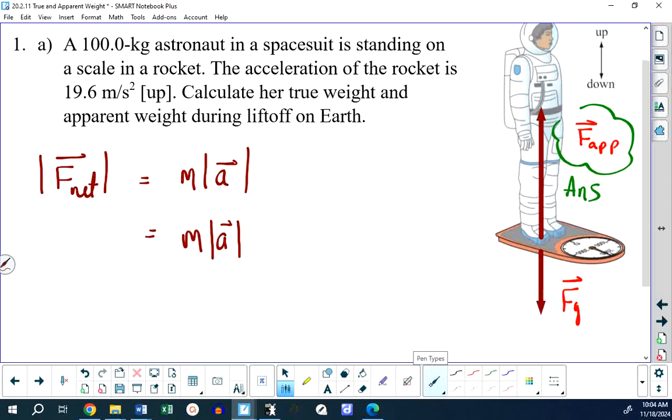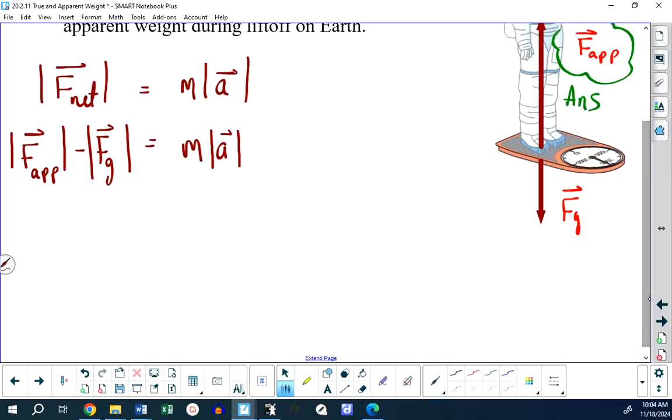You take the applied force, its magnitude, and you subtract the earth weight or true weight. Are you guys with me on this? I know it's hard when we've been away for so many days, but so if we solve for the apparent weight, which is the answer to the question, we get, I'm going to write it this way, we get Fg, your true weight, plus ma.